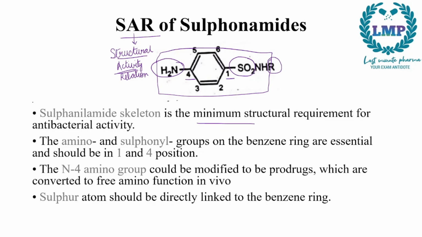Next is the N4 amino group. So in the fourth position, this N. So the N4 amino group could be modified to be a prodrug, which is converted to free amino functions in vivo. So this NH2 group can be converted, keeping this N as it is. If this group is changed, it can be modified to a prodrug. So it can be converted into the active form once it goes in vivo, that is in the body.